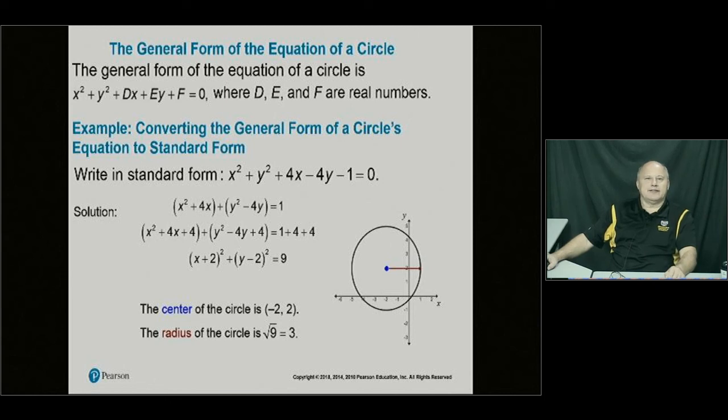The radius of the circle is the square root of 9. Now remember, the right side is r squared. So r squared equals 9, and so r is the square root of 9, which is 3. So what you do is you count 3 units over and just kind of draw the best circle you can.